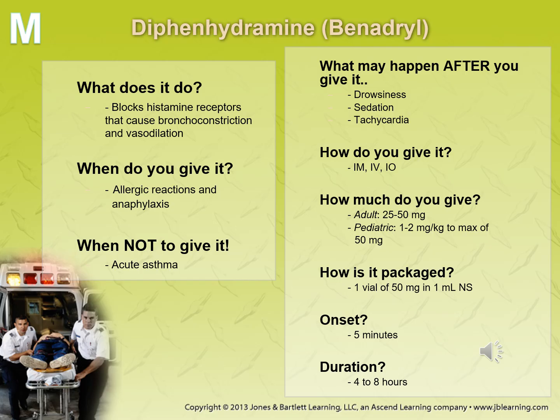How much should we give? For adults, 25 to 50 milligrams, or pediatric is 1 to 2 milligrams per kilogram to a max of 50. The onset's about 5 minutes, and it lasts about 4 to 8 hours.